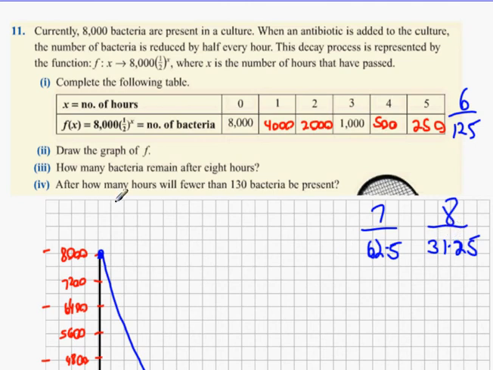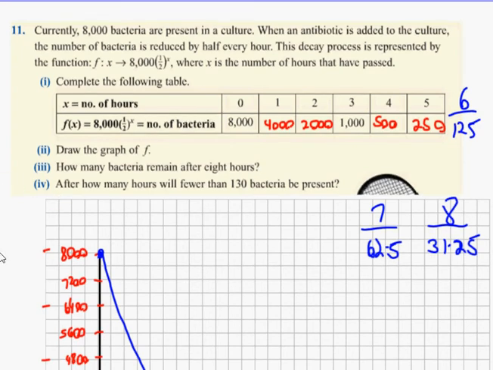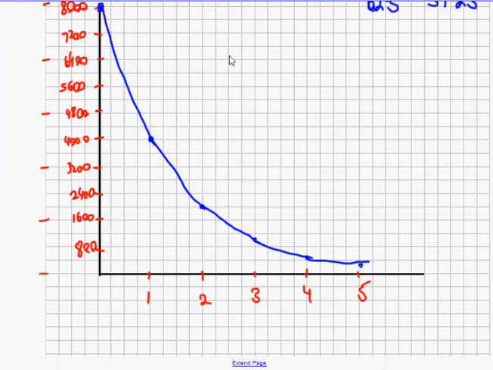After how many hours will there be fewer than 130 bacteria? How do you find out where 130 is? Alright, half of 800 is 400, okay? So you're going to have to zoom in on this, and take a guess where 130 is going to be. It's going to be less than halfway, isn't it? So it's going to be just roughly here.